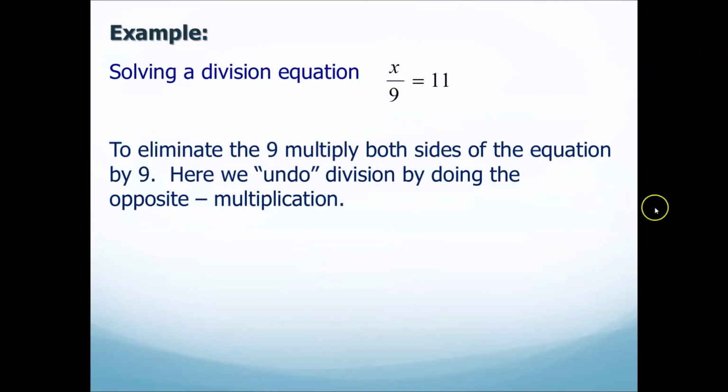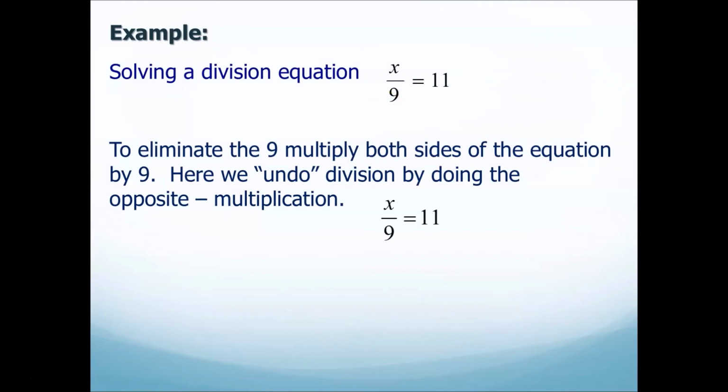Next example, x over 9 equals 11. How are we going to eliminate 9? Remember, this x has a coefficient of 1 in front. Therefore, the equation is equivalent to 1/9 x equals 11. So the coefficient is 1/9. Therefore, to undo 1/9, or in other words, you see the 9 as a denominator, or you simply see this part of the equation as a division, x divided by 9. So to undo division, we can apply multiplication on both sides.